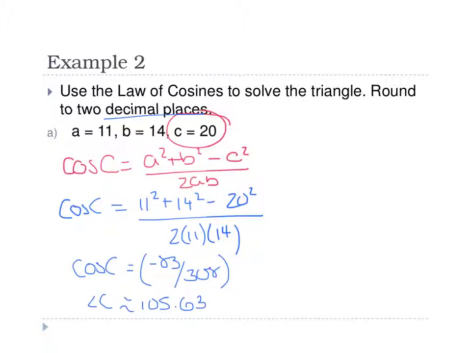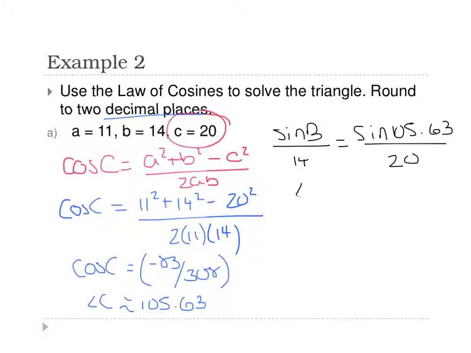Okay, and then just pick the next angle you want. Let's just pick B. Doesn't matter if I go for A or B. So let's find sine B over 14 equals sine 105.63 over the corresponding side, which was 20. So I'm going to put that in my calculator. Angle B is approximately 42.39 degrees, because we're rounding to 2 place values again.